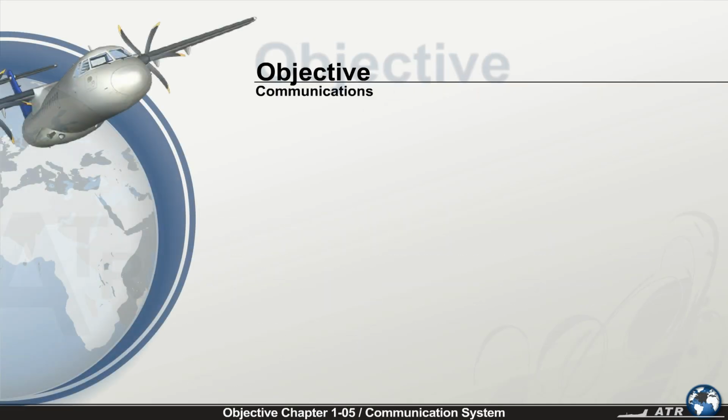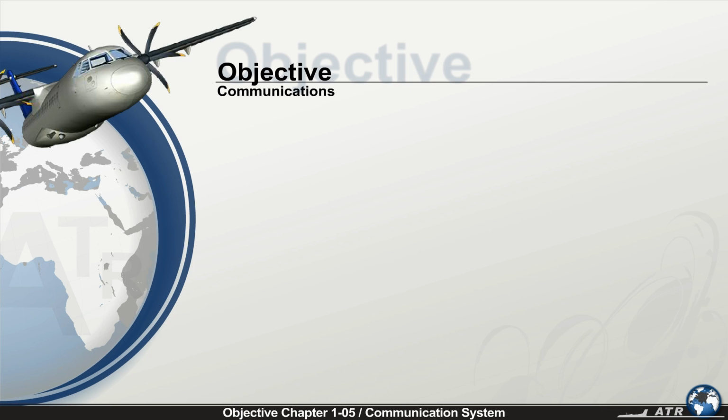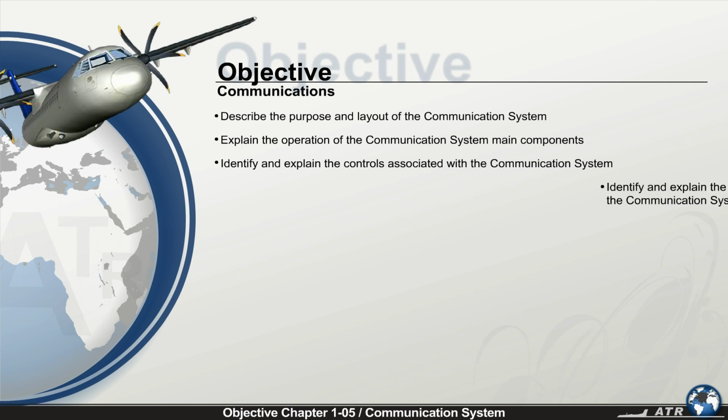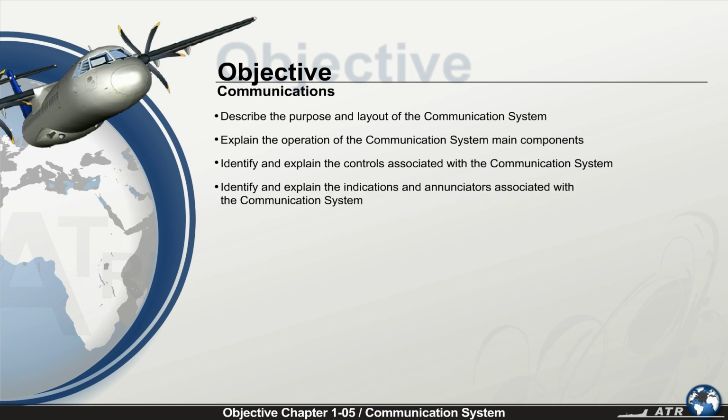At the end of this chapter, you'll be able to describe the purpose and layout of the communication system, explain the operation of the communication system main components, identify and explain the controls associated with the communication system, identify and explain the indications and enunciators associated with the communication system.